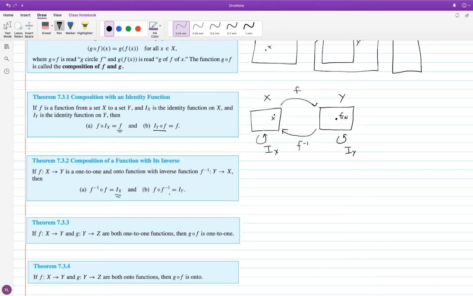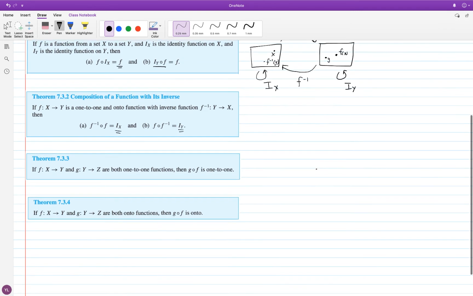And if you go in the other direction, if you start with an element in Y, let's say, and you apply the f inverse function, it's going to bring you over here to f inverse of y. And from there, if you apply the f function to that result, it sends you exactly back to y, which is the effect of the identity function on Y. So little y starts in Y and gets sent right back to itself. That's what the identity does.